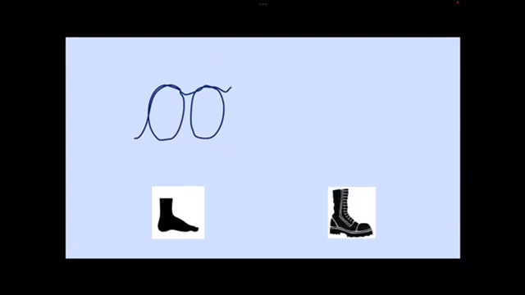If we hear the oo like in the word foot, we write double O. And if we hear oo, like in the word boot, we write a double O. The foot and boot twins. Those two sounds are written in the same way.